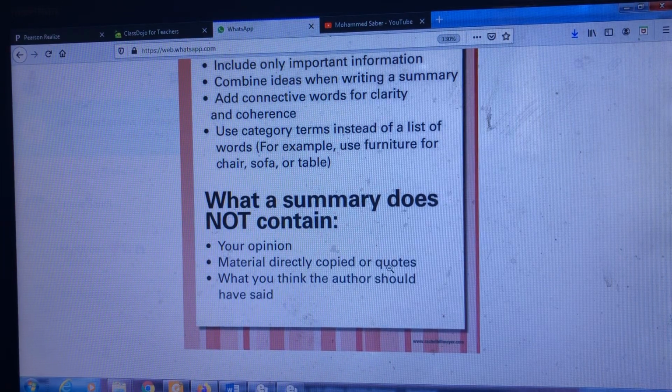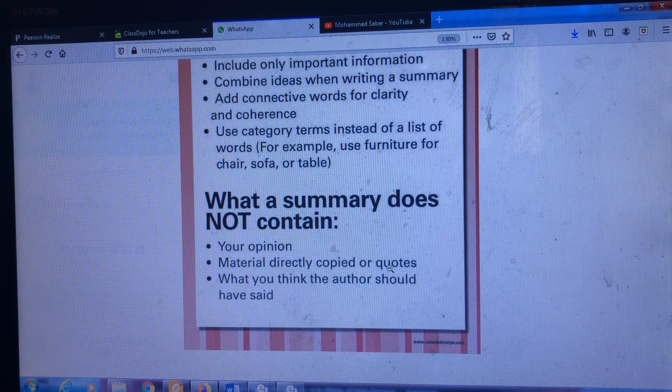Number 3, what you think the author should have said. For example, you're going to tell me, teacher, but the author should have said something here about families, something about the ship itself. No, do not tell us what the author should have said or shouldn't have said. It's a summary. Summary means summarize the story. Write the most important events in the story in your own words. This is the summary.